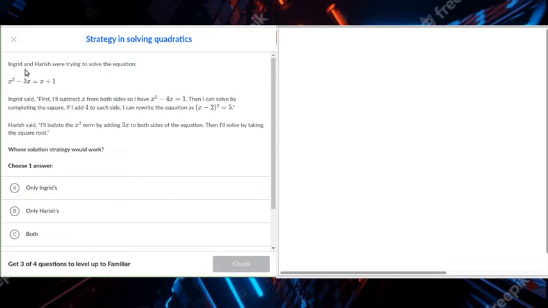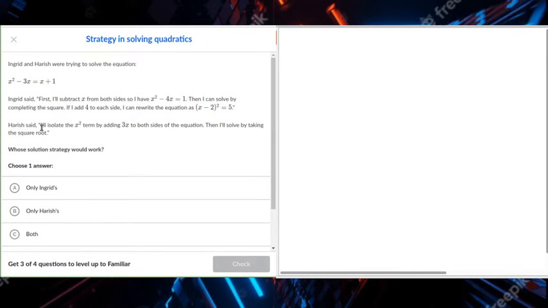So of course I haven't seen these. This kind of gives me whatever it's going to give me. So Ingrid and Harish were trying to solve the equation x squared minus 3x is equal to x plus 1. Ingrid said, first I'll subtract x from both sides, so I have x squared minus 4x equals 1. Then I can solve by completing the square. If I add 4 to each side, I can rewrite the equation as x minus 2 squared equals 5.